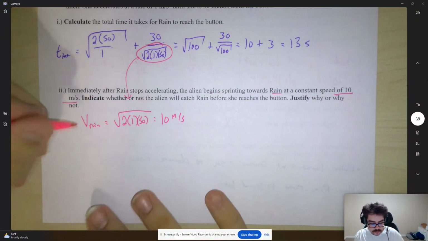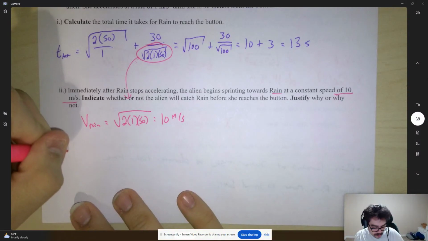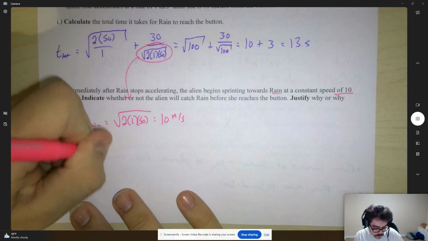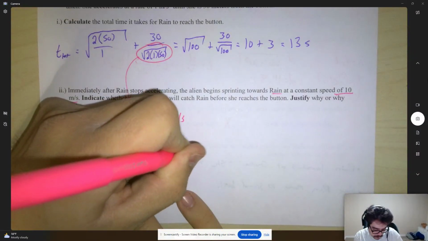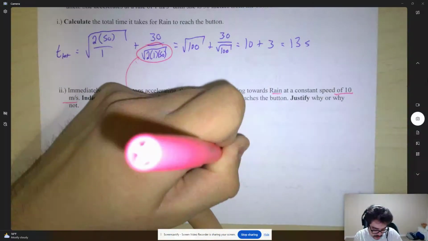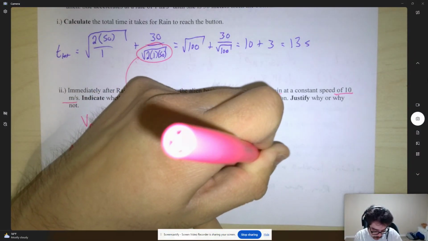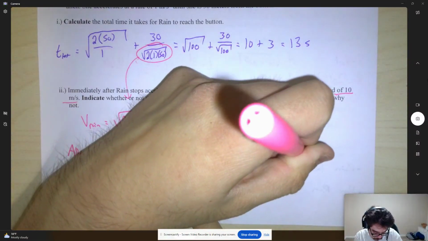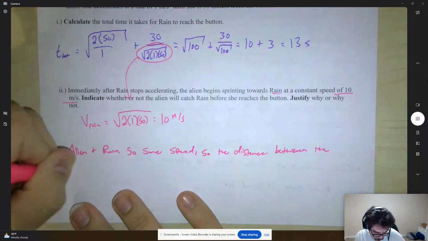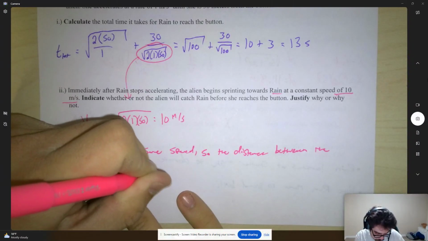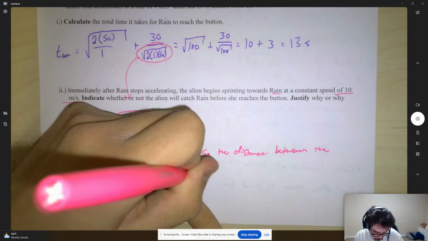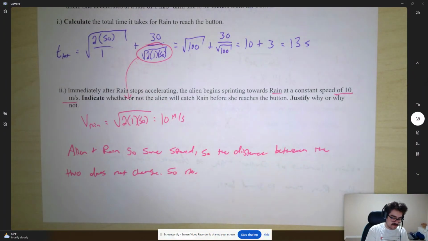They're not going to catch. So he's not going to catch. So alien and Rain go the same speed. Okay. So the distance between the two does not change. So no, the alien does not ever catch Rain. Okay, she does not ever get caught. Okay, because she is just that much of an icon.